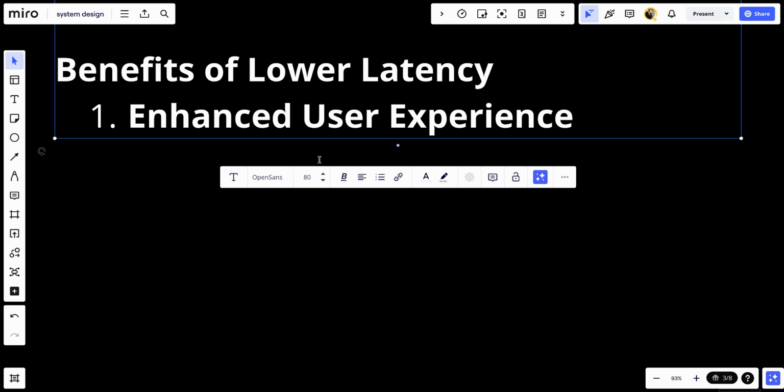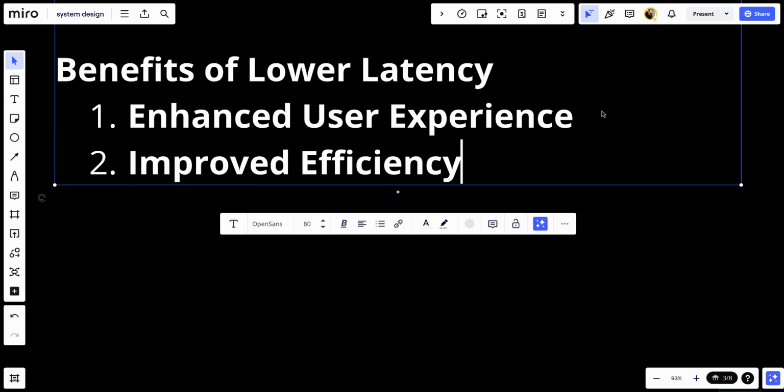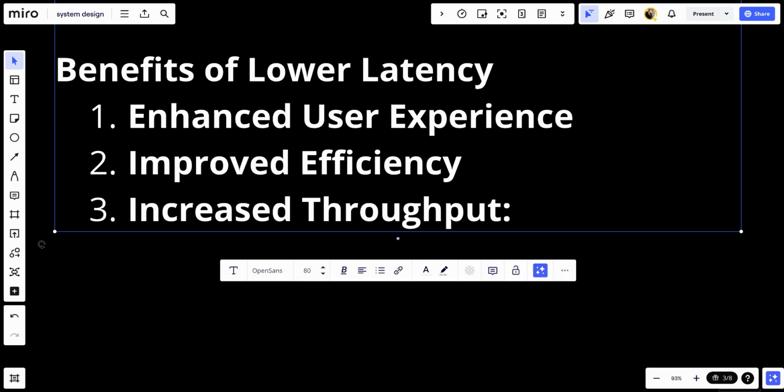Number two, we have improved efficiency. So, in systems where decisions need to be made quickly, such as automated trading platforms, lower latency can lead to more efficient decision making and can be a critical factor in the success of operations. And number three, we have increased throughput. So lower latency often allows for higher throughput, meaning more data can be processed in the same amount of time.